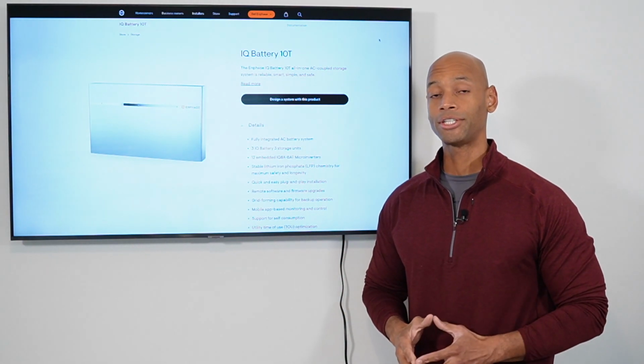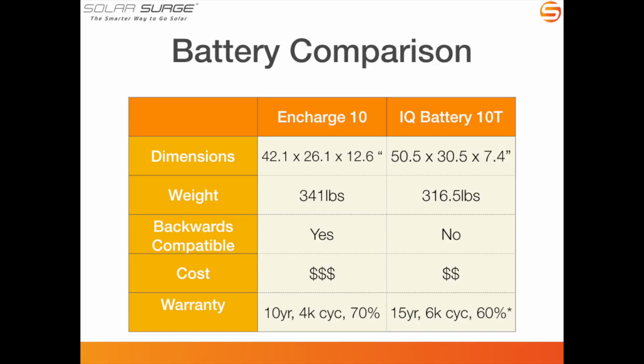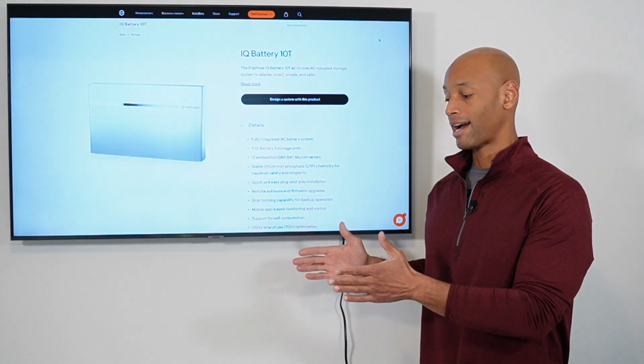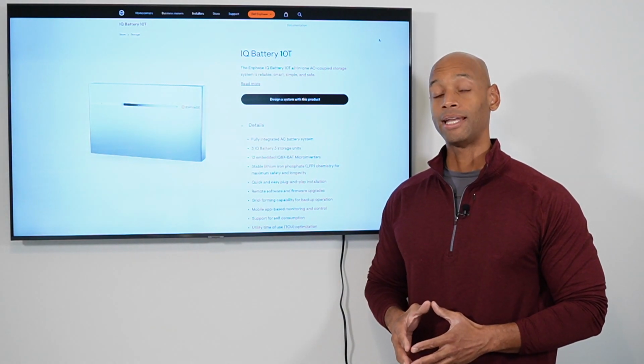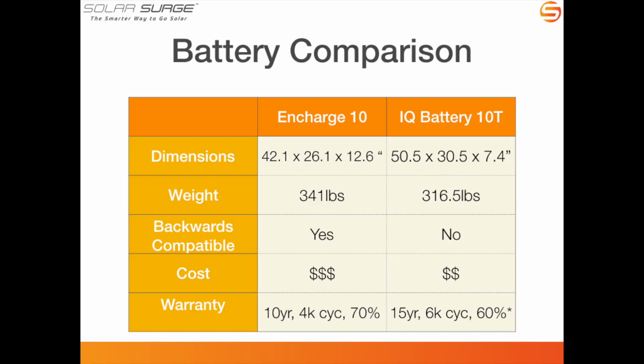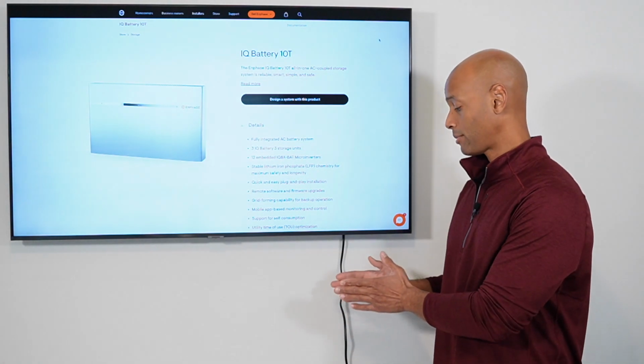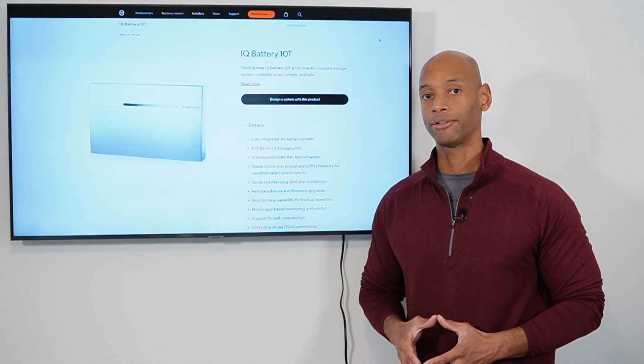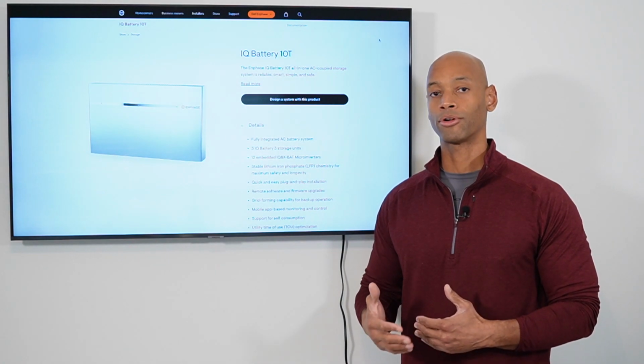Now, the original Encharge 10 battery had physical dimensions of 42 inches wide by 26 inches tall and 12.6 inches deep. So it was a pretty thick, chunky battery in terms of the amount of wall space and just how far out from the wall the battery came. Now, the new IQ Battery 10 has physical dimensions of 50.5 inches wide, so much wider, 30.5 inches tall, but now only 7.4 inches deep out from the wall. So it's a much, much lower profile battery. It's going to give you much more space, especially if you're wall mounting this battery inside your garage or inside your basement. It'll just give you more usable space.